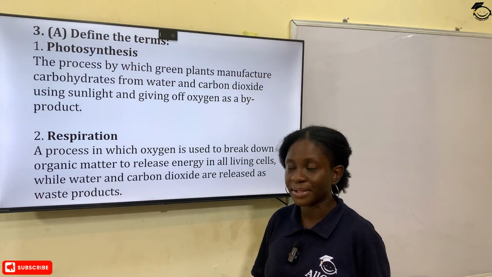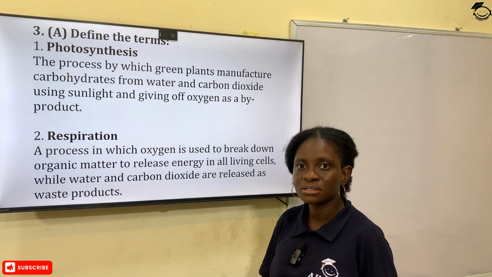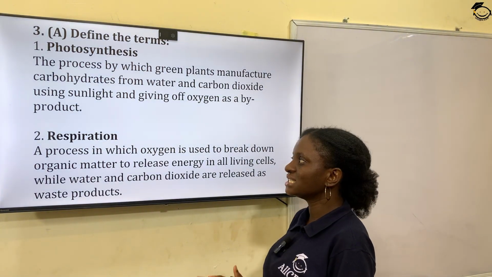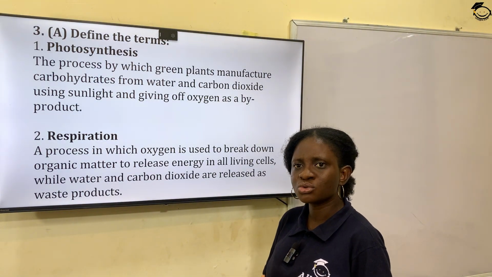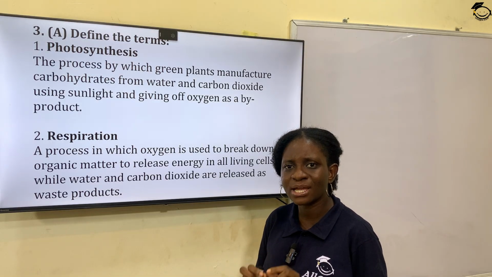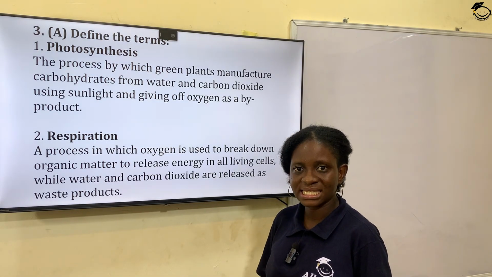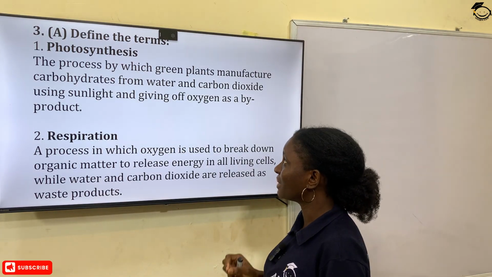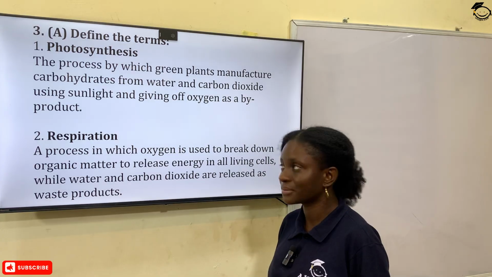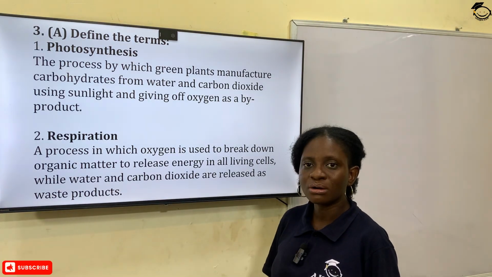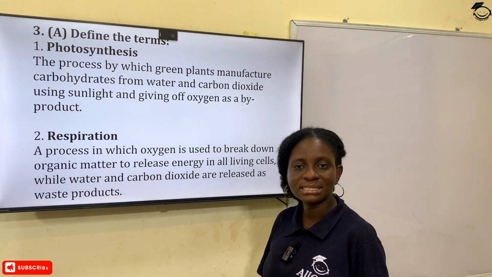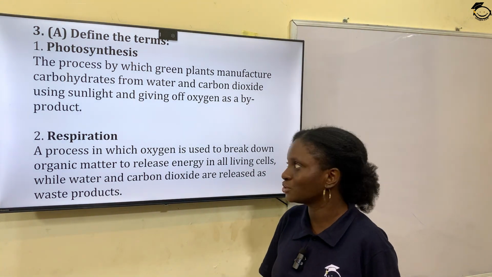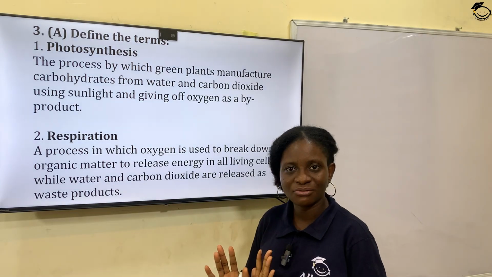Question 3A. Define the terms photosynthesis and respiration. So in defining terms, you need to make sure the key words are indicated. So photosynthesis is the process by which green plants manufacture carbohydrates. You can either put carbohydrates or starch. Carbohydrates from water. You don't just stop at process where plants manufacture their food.